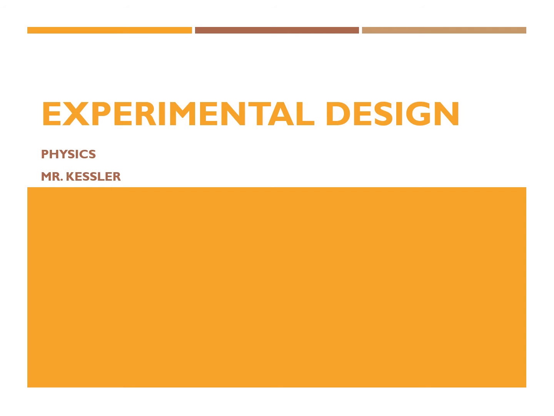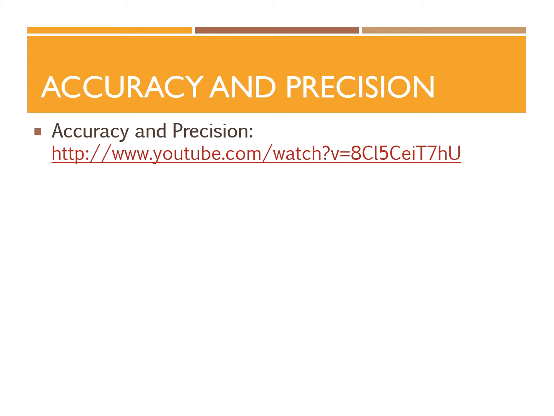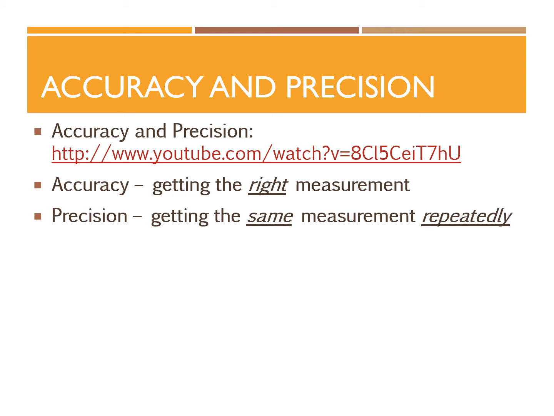This PowerPoint is over experimental design. One of the important things when talking about experiments is knowing the difference between accuracy and precision. First of all, accuracy is getting the right measurement. So if you're measuring something with a meter stick, be able to get the right one every single time. Precision is where you get the same answer over and over again.